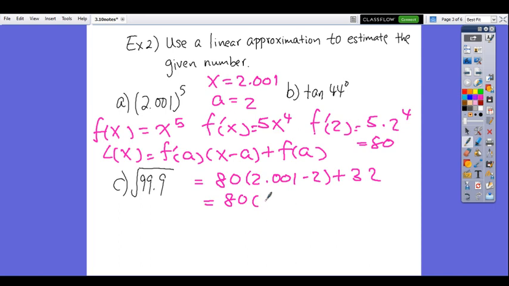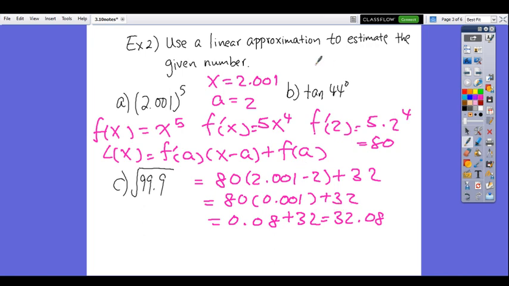So we got 80 times 0.001 plus 32. So 0.001 times 80 would be 0.08, because you want to move the decimal point one place from left to right, because you multiply by 80. And now let's see what else we have for the rest of this. Plus 32. So eventually the answer is 32.08. If you try to do that on the calculator, the answer should be pretty close.